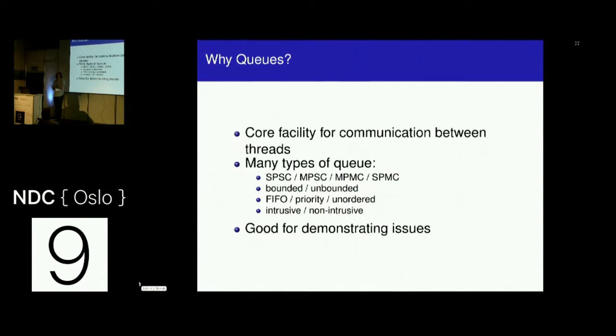You might have bounded queues where there's a maximum number of elements that can be in flight in the queue at a time, or unbounded queues where you just keep allocating off the heap. As long as you've got heap memory, then there's no bound. You might have various properties: FIFO queues, LIFO queues, priority queues, unordered. And then again, they might be intrusive and non-intrusive. So if you want to put something in a queue, you've got to actually do something intrusive to your data structure or otherwise. They're core to multi-threaded stuff, and they're quite good for demonstrating lots of the issues.